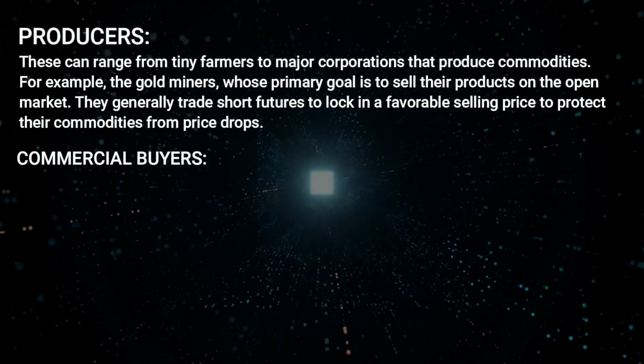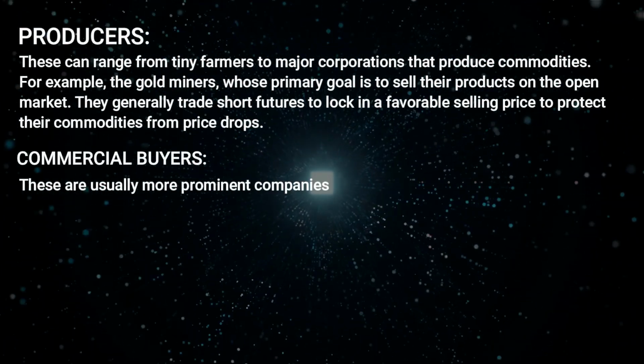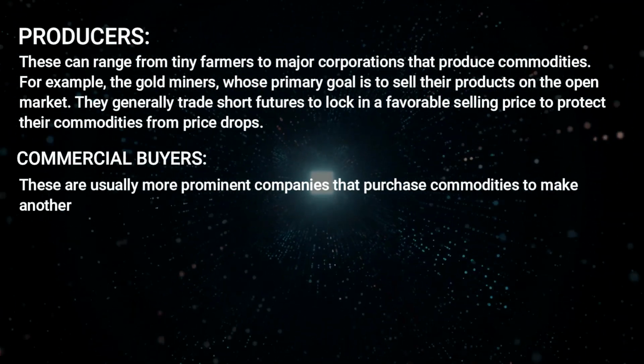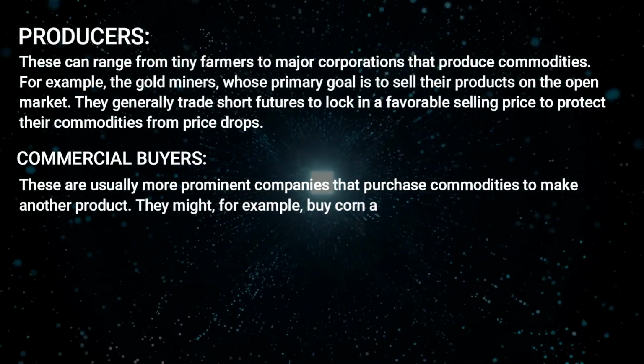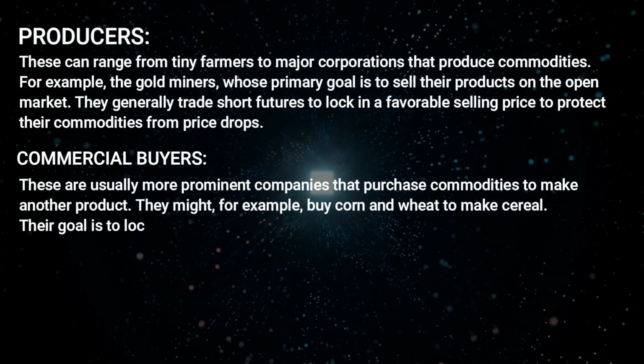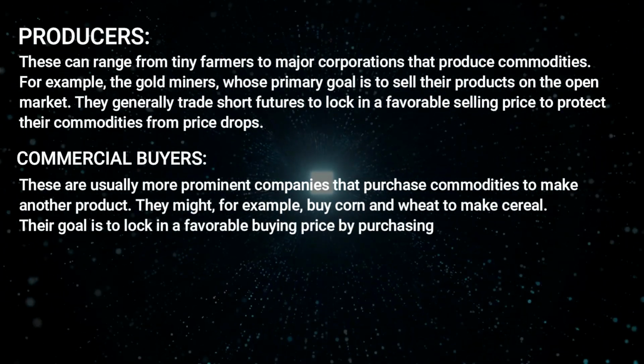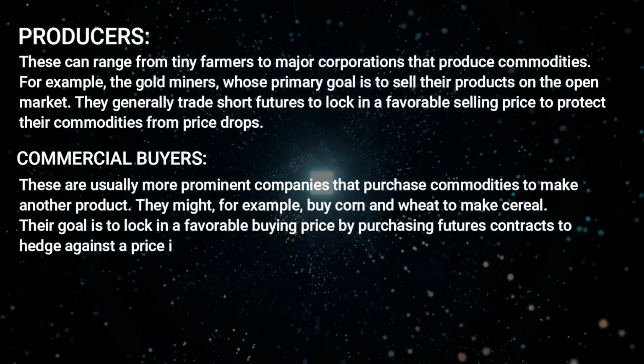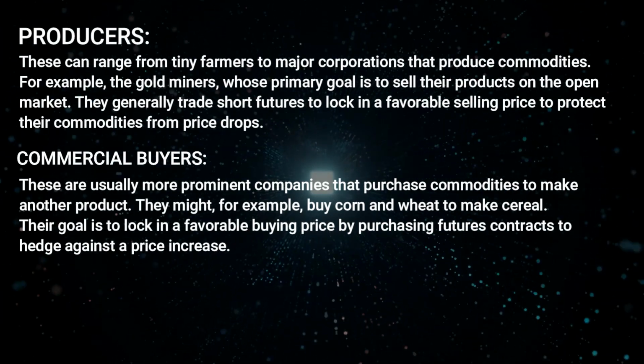Commercial buyers. These are usually larger companies that purchase commodities to make another product. They might, for example, buy corn and wheat to make cereal. Their goal is to lock in a favorable buying price by purchasing futures contracts to hedge against a price increase.